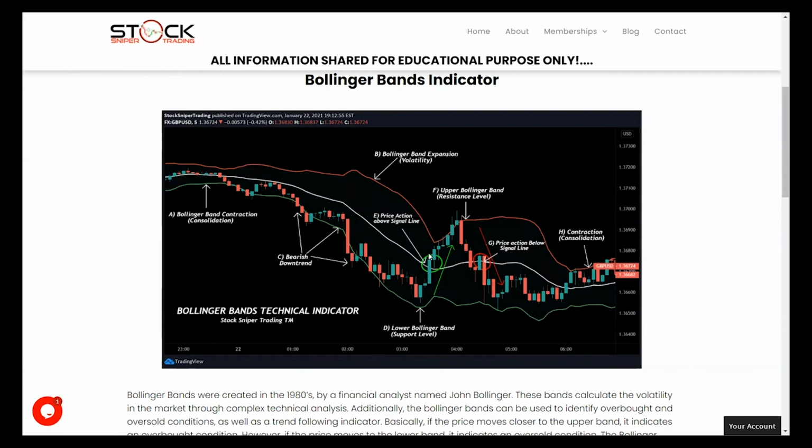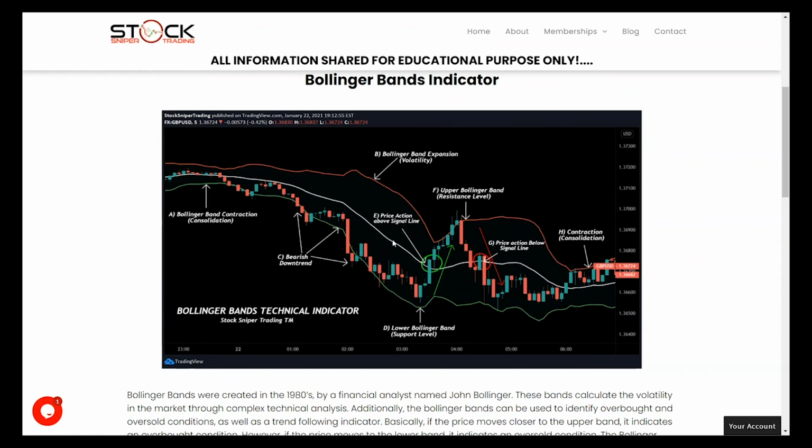So when we break, and not just impulse, but when we close with volume above our white signal line, this is now giving us a signal that the trend might be moving up in a bullish direction up to our upper Bollinger Band, which is now our resistance level. So you can think of the upper band as resistance and your lower band as a support level.